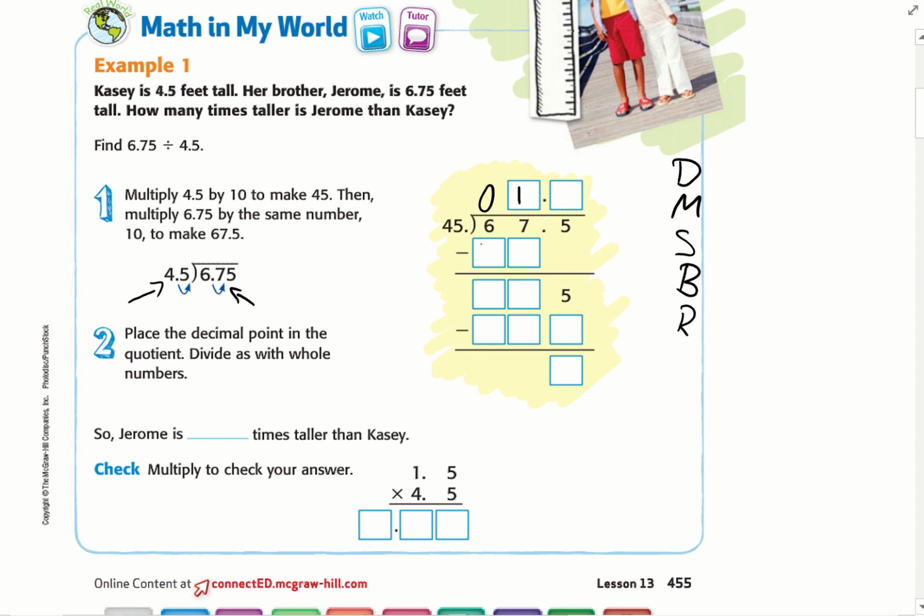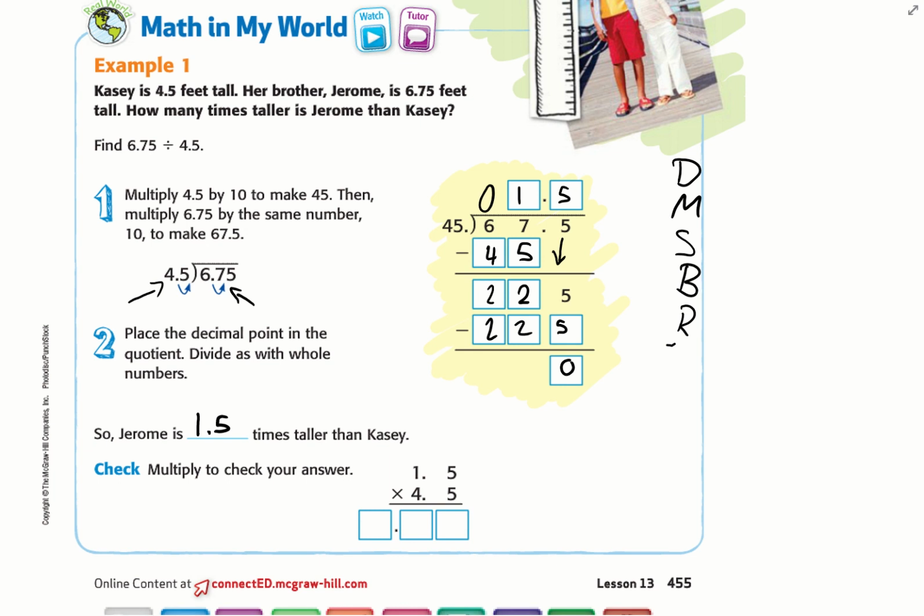So 1 times 45 is 45. And we're going to subtract, so 7 minus 5 is 2, 6 minus 4 is 2, and I'm going to bring down my 5. Now 45 goes into 225 five times. Then 5 times 45 is 225. And then I have a remainder of 0, so my final answer is 1.5, or 1 1/2. So Jerome is 1 1/2 times taller than Casey.